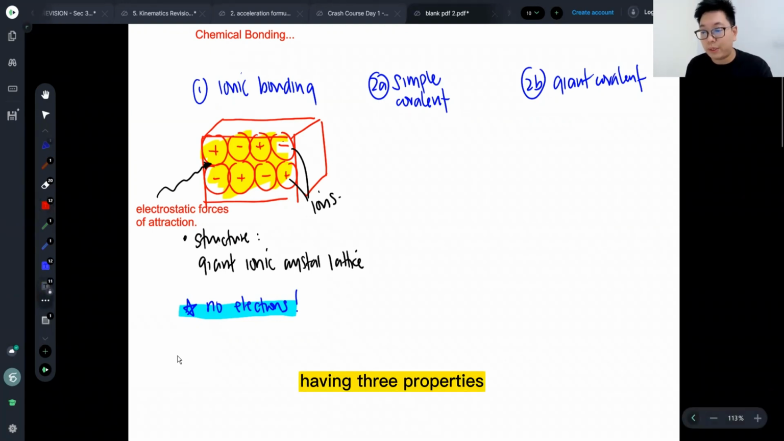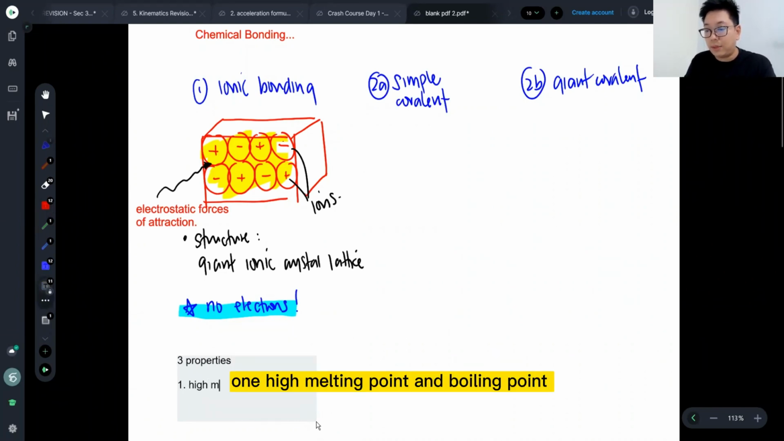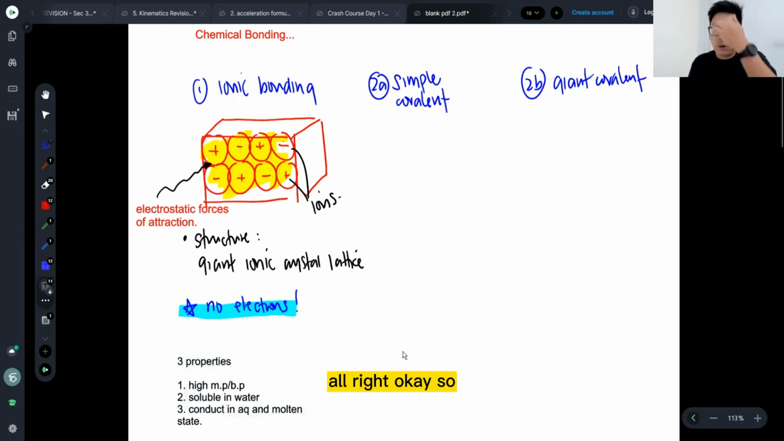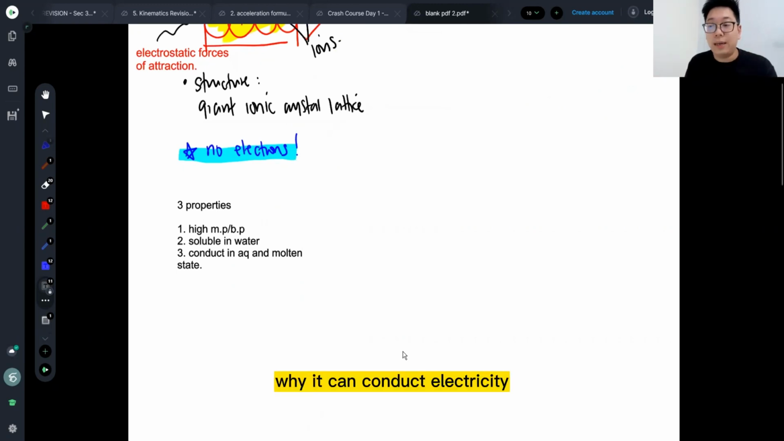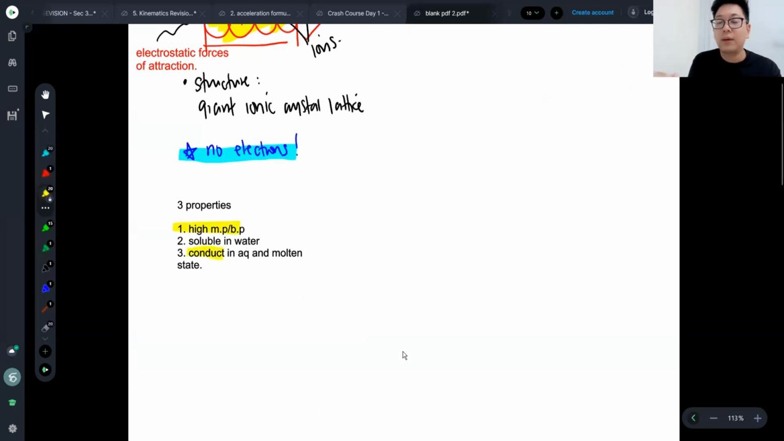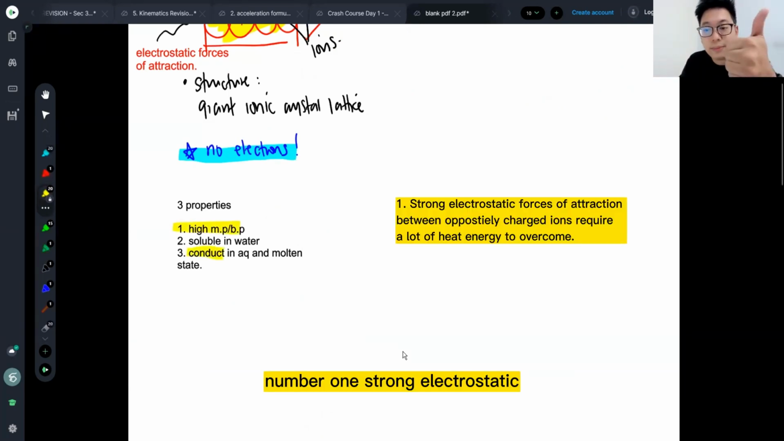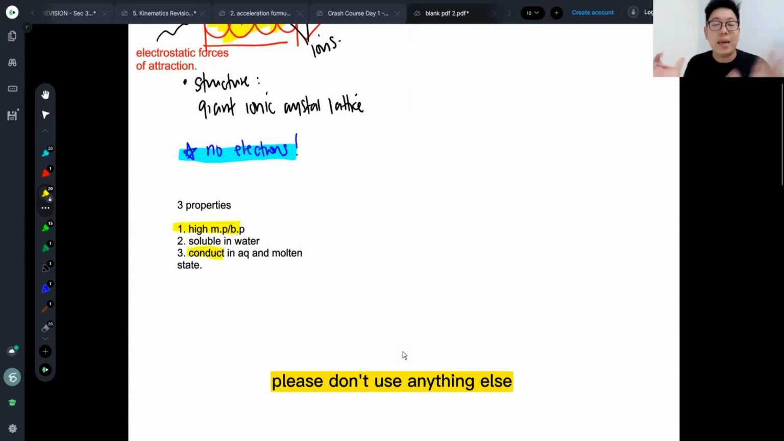And this leads to them having three properties. Number one, high melting point and boiling point. Number two, soluble in water. Number three, conduct in aqueous and molten state. So you must be able to explain why high melting boiling point, why it can conduct electricity. If you don't understand this, please let me know. High melting boiling point, conduct. Number one, strong electrostatic forces. Number two, free moving ions. Must recall these two. Please don't use anything else.